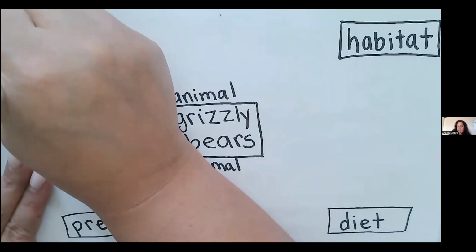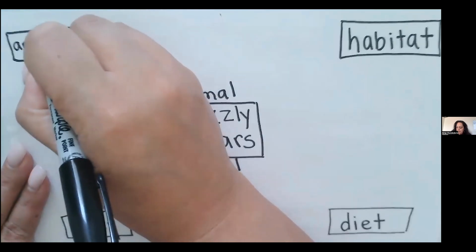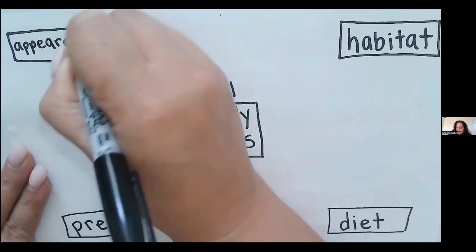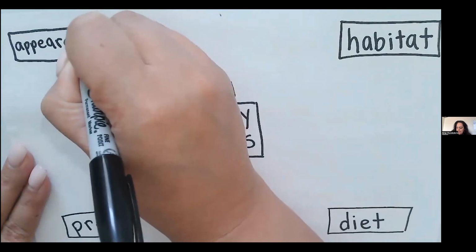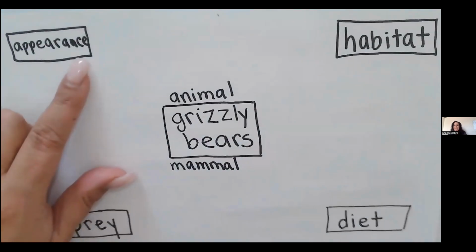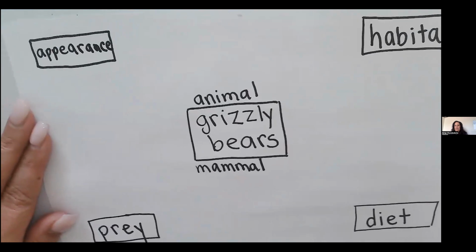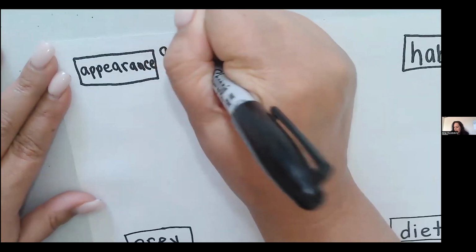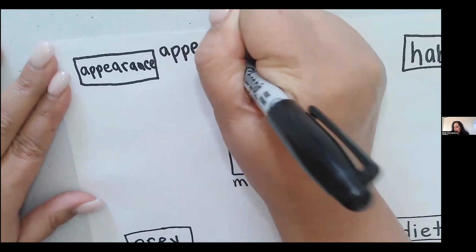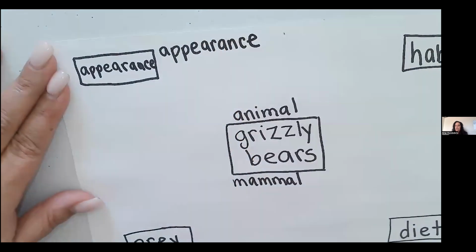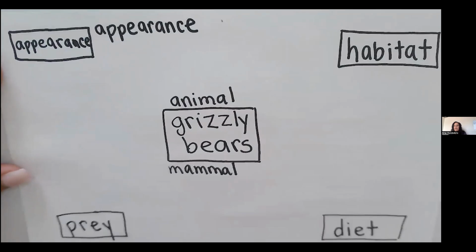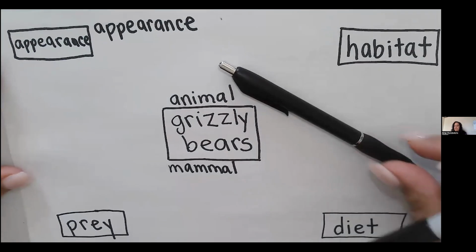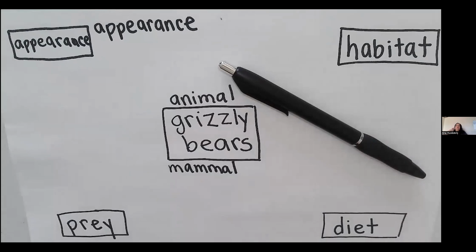Appearance. Let me write this kind of small. A-P-P-E-A-R-A-N-C-E. Appearance. Actually, I really don't like that because I want you to be able to see clearly. So I'm going to write it over here. Appearance, how they look. I'm going to let you pause so you can fill this out. You can pause for as long as you like. Teachers as well, you can pause as long as you like to let the kids fill this out.